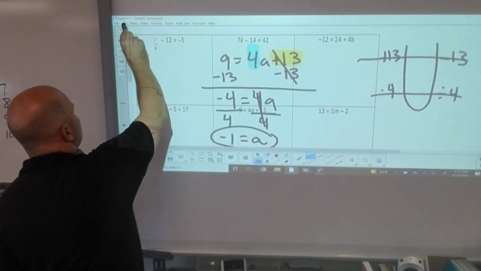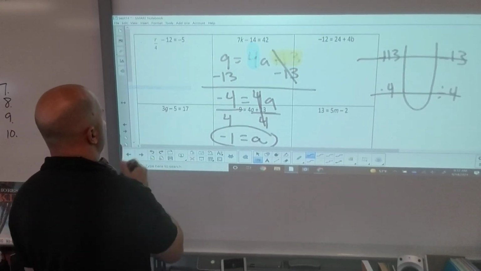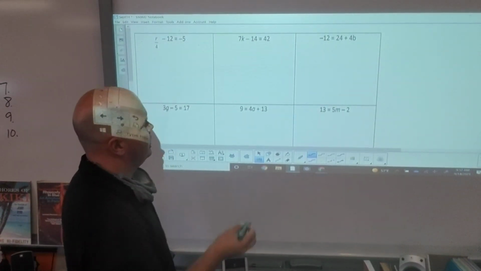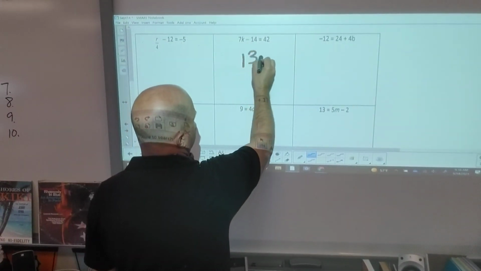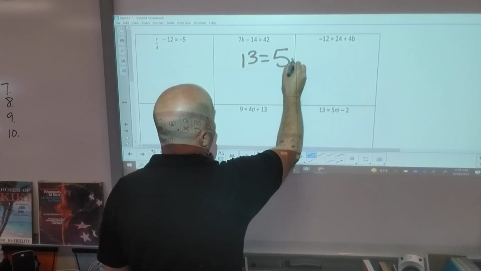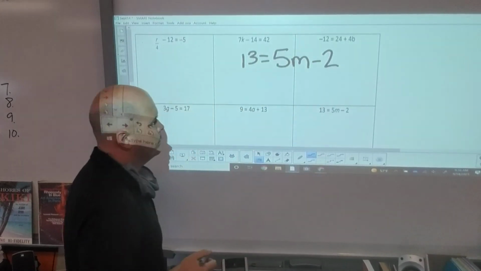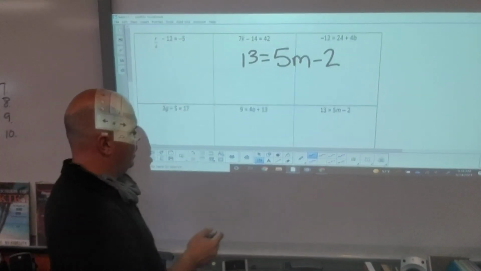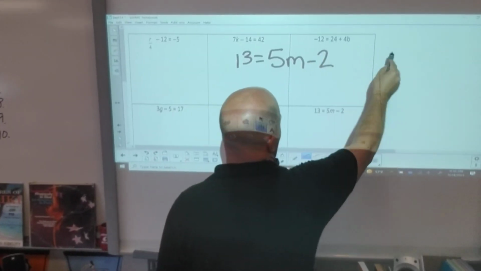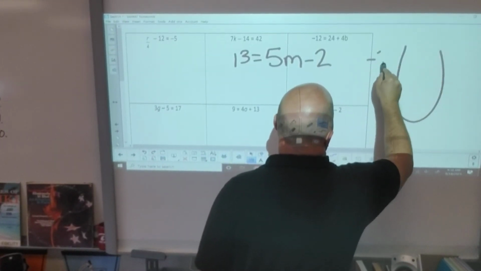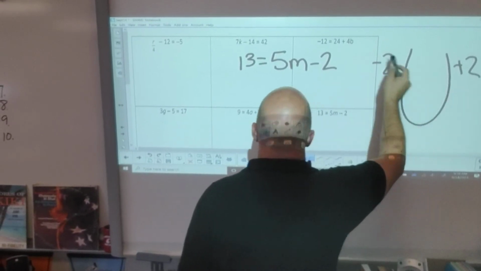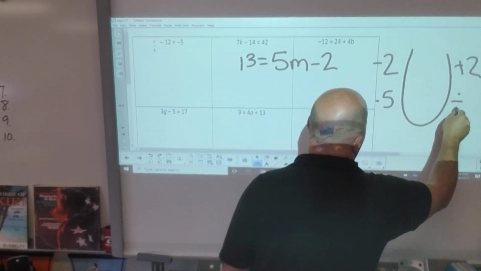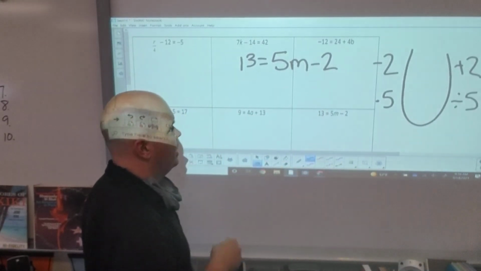Okay? So I'm going to do this last one real quick, and then, like I said, you guys should be ready to attack some of these on your own. So here, the last and final one says 13 equals 5m minus 2. If I look at what's happening, I'm subtracting 2, so I know I'm going to have to add 2. And here I'm multiplying by 5, so I'm going to have to divide by 5. And I'm just going to do that in that order.